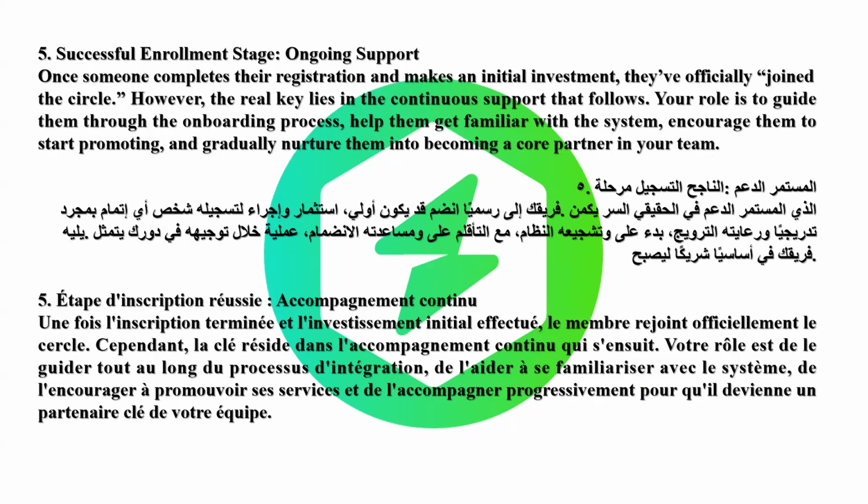Five, successful enrollment stage. You have to do what? Ongoing support. So once someone completes their registration and makes the initial investment, they have officially joined the circle, joined the community. However, the real key lies in the continuous support that follows. So your role is to guide them through the onboarding process, have them get familiar with the systems, encourage them to start promoting, and gradually nurture them into becoming a co-partner in the team. Right?